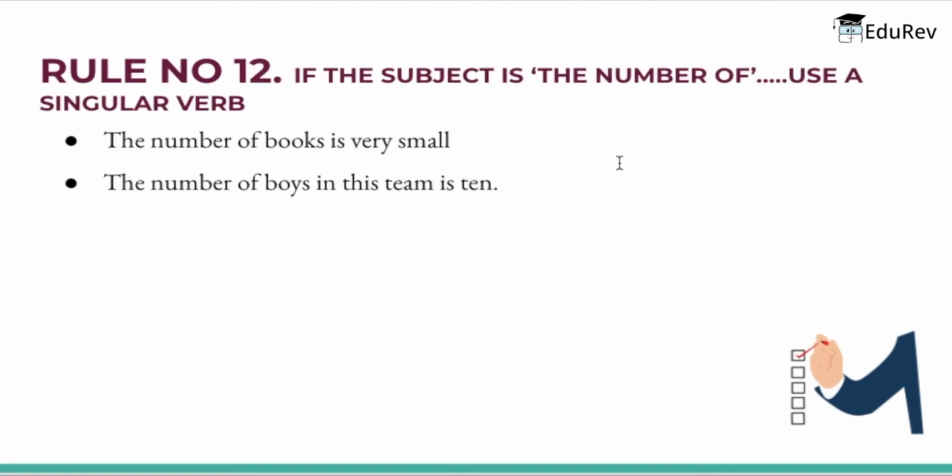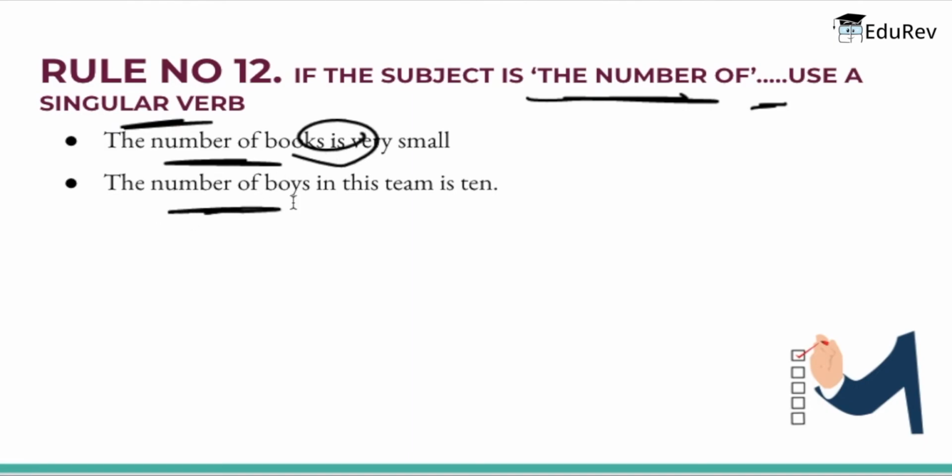Let's move on to rule number 12. So rule number 12 states what? It states that if the subject is the number of, use what? A singular verb. So what they are basically telling is that if the subject is the number of something, that is the number of books, the number of boys, the number of girls, the number of houses, the number of anything. So if the subject goes like the number of something, use what? A singular verb.